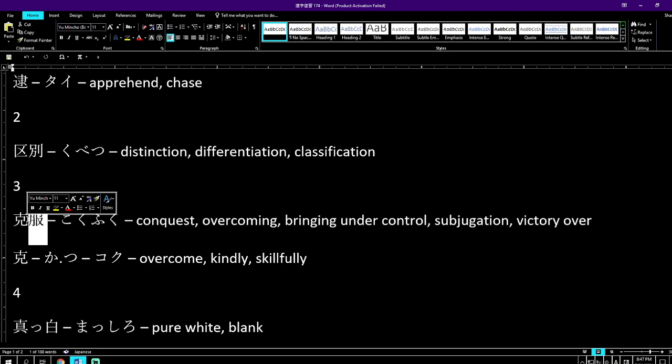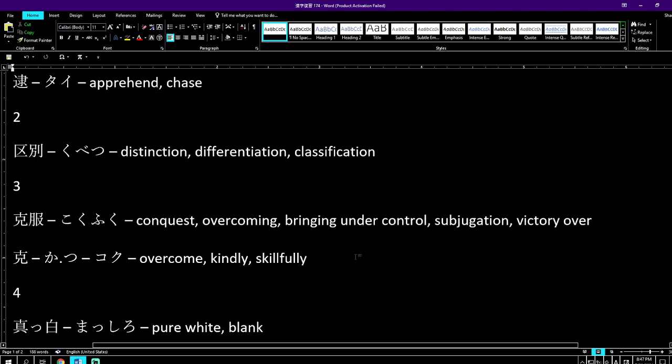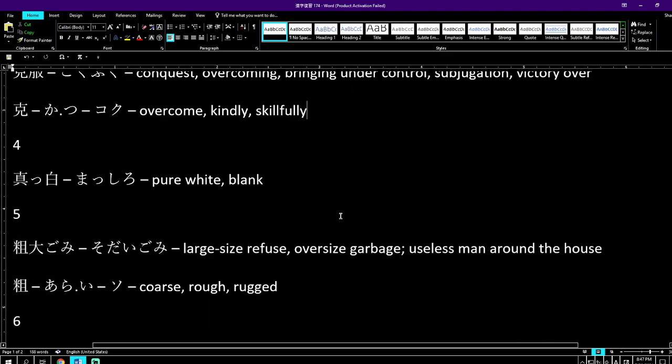As seen in kokufuku, to overcome clothes is conquest, overcoming, or bringing under control. Kokufuku.